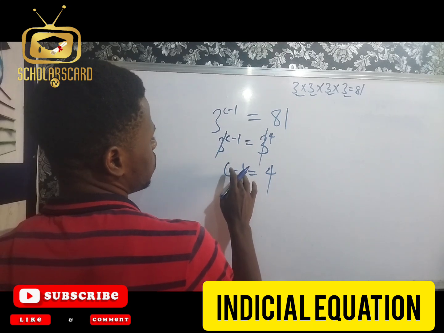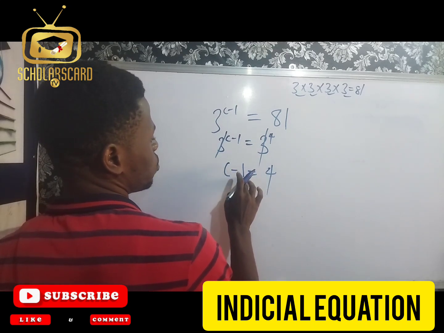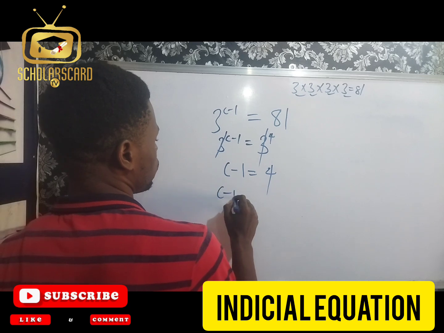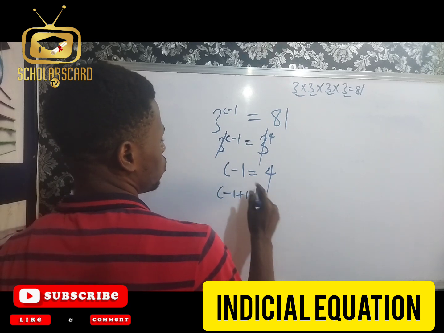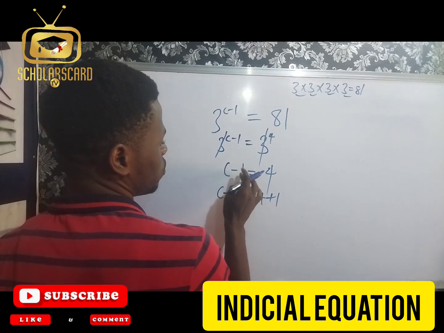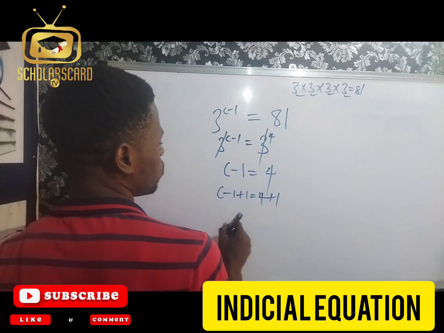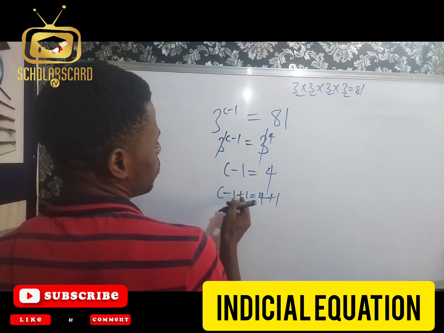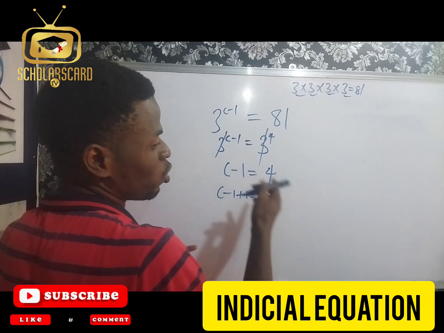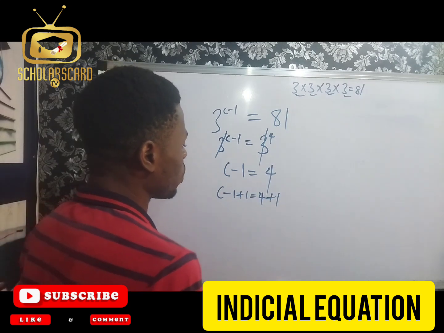In this case, since this one is minus 1, we are going to add 1 to both sides, because C and minus 1 are not like terms. So C minus 1 plus 1 equals 4 plus 1. Since this one is minus 1, I'm going to add 1 to both sides: plus 1 here and plus 1 here. So minus 1 plus 1 means 1 minus 1, that you're subtracting 1 from it.